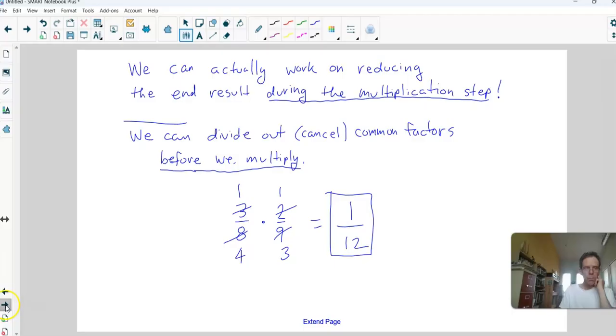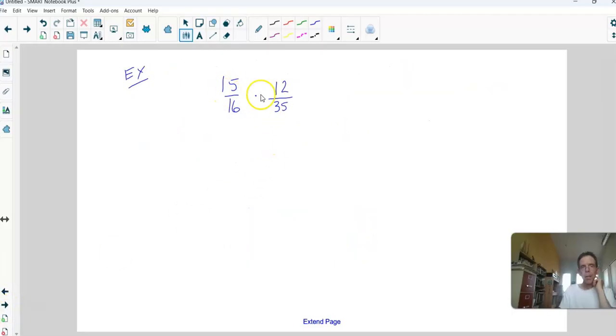Let's do another one like that. So do we see any common factors between any of the numbers in the numerators and the denominators? And I think, yeah, 15 and 35, they're both divisible by 5, right? 5 goes into 15 3 times. 5 goes into 35 7 times. Okay, we can't get any more factors out of that. But 12 and 16, those are divisible by 2 or even 4, right? Let's say 4. 4 goes into 12 3 times. 4 goes into 16 4 times. And now we don't have any more common factors to cancel.